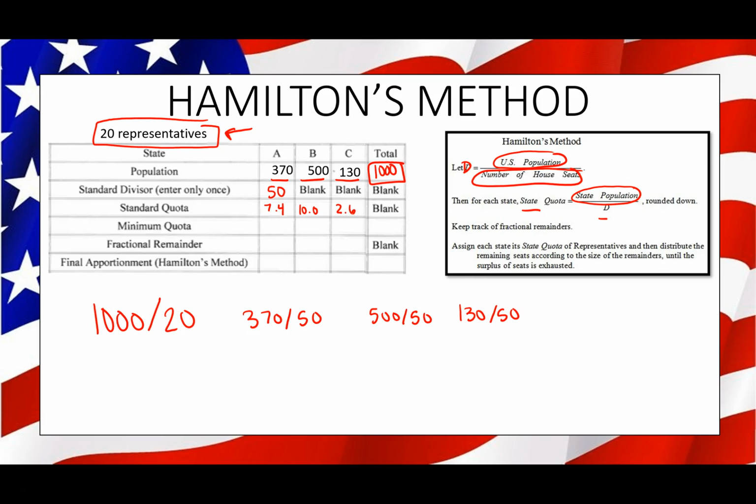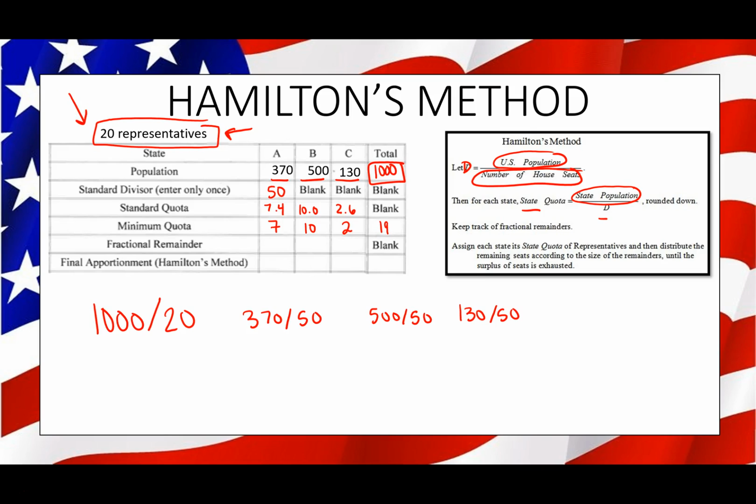So the minimum quota is going to be basically exactly what you have, but you're going to drop the decimals. So for example, I'm going to say that the minimum number of representatives State A should get is 7. I'm just dropping the decimal. For B, we should just have 10. And here the minimum is 2. But adding these up, look what we have here. 7 plus 10 plus 2 is actually 19 representatives. So we're close to getting to our 20 representatives, but we're off by 1.